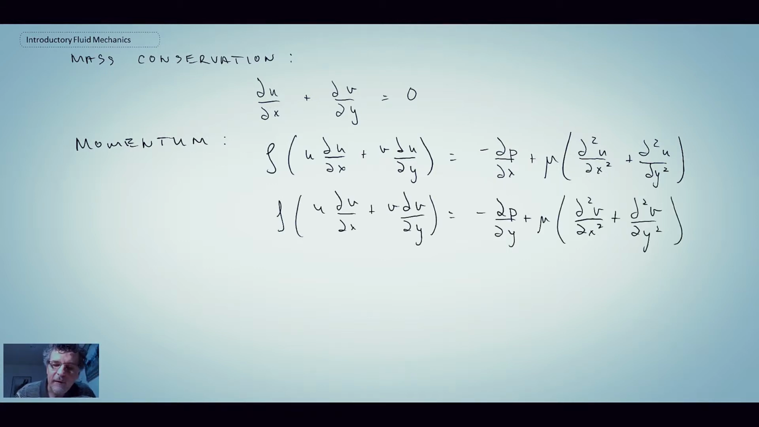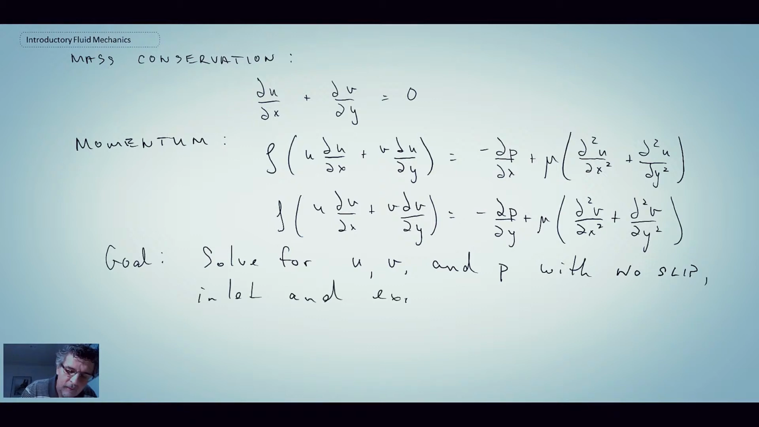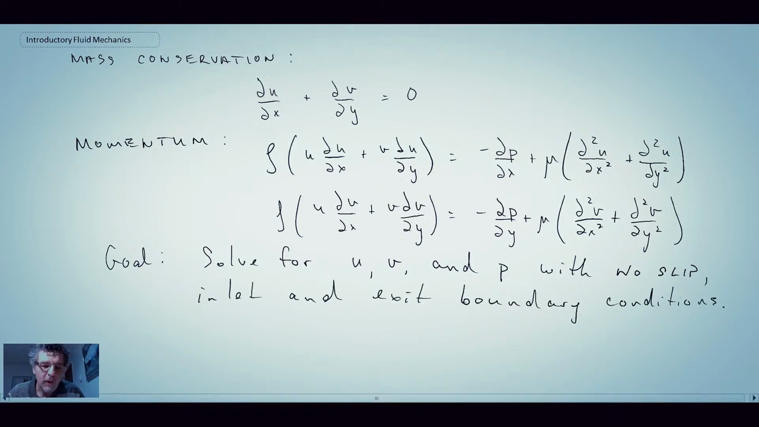Okay, so we have those as our equations for the 2D incompressible flow, and this is where we are beginning. The goal is to solve for U, V, and the external pressure, subject to the boundary conditions of no slip along the wall, so no flow through the wall and no movement of the fluid at the wall, and inlet and exit boundary conditions.